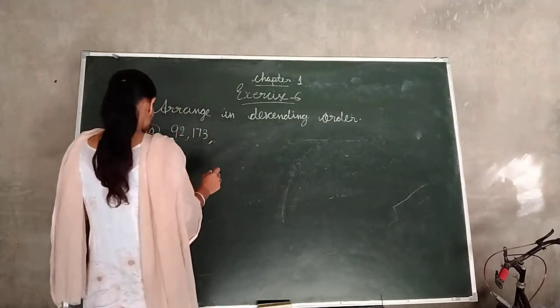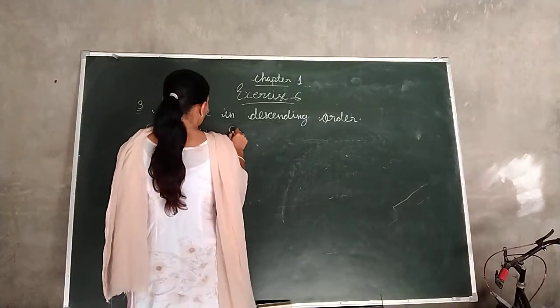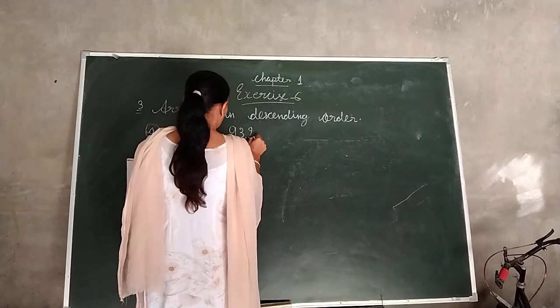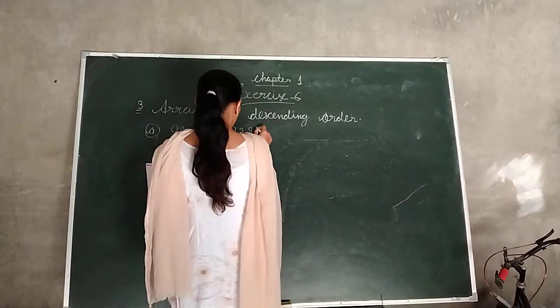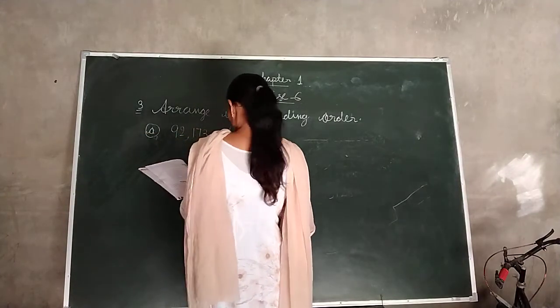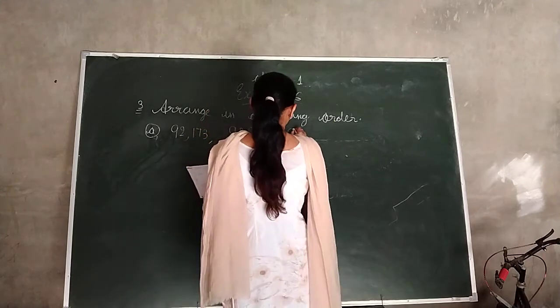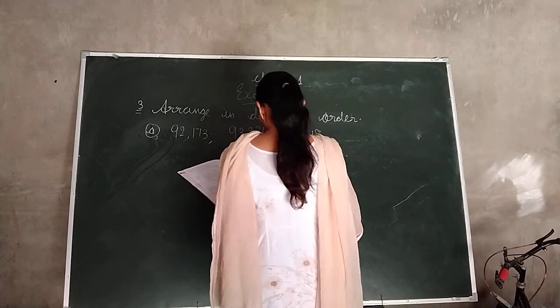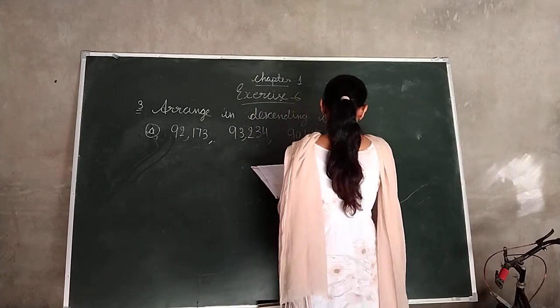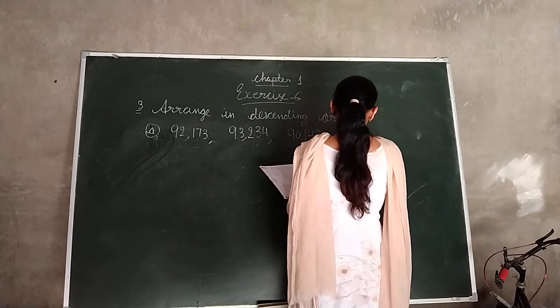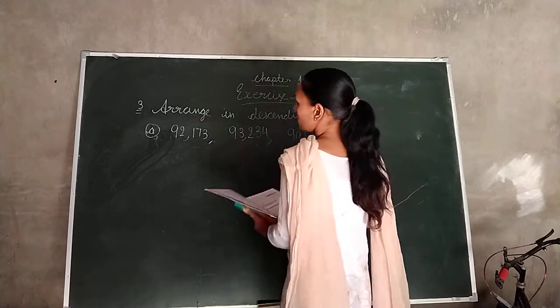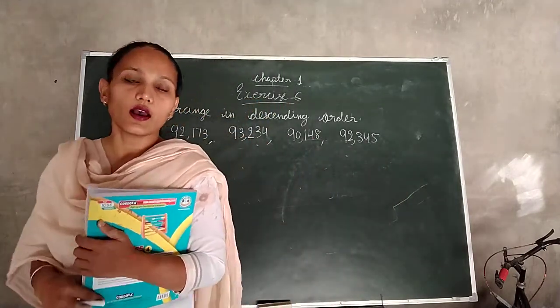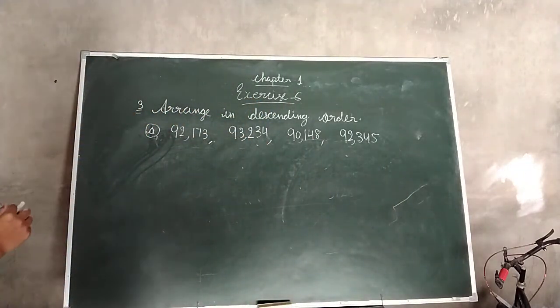92,173. Next we have number 93,234. Next we have number 90,148. Next we have number 92,345. So now we have to arrange these numbers in descending order.